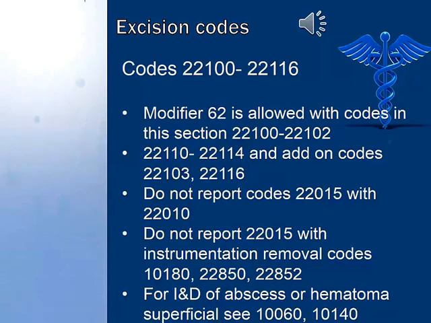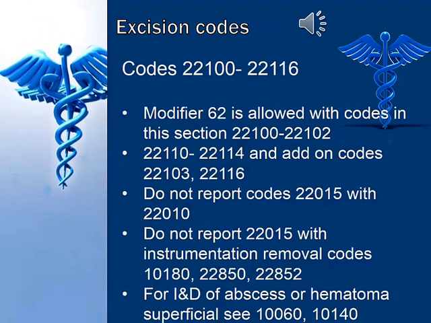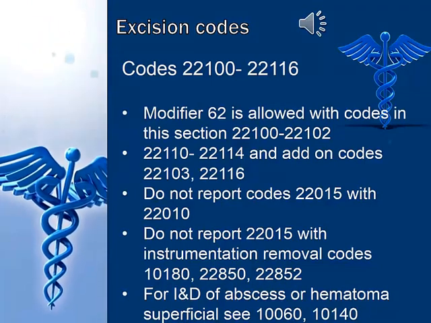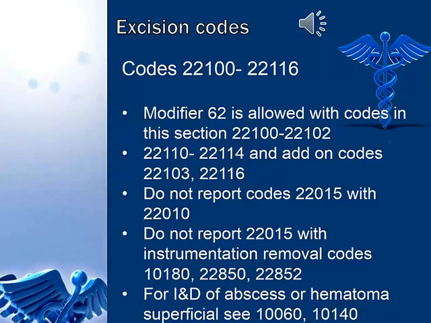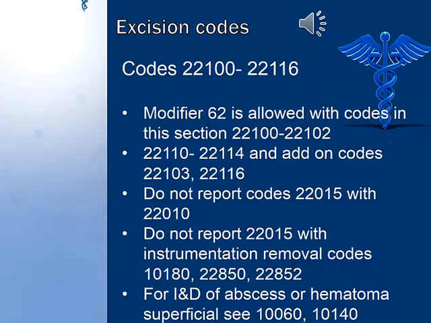Under 22103, it tells you that you can use this code with code 22100, 22101, and 22102. Again, 22103 will be used with those codes. Code 22110 is for partial excision of vertebral body for intrinsic bony lesion without decompression of spinal cord or nerve root. This is a single vertebral segment as well, and this particular code is a cervical.